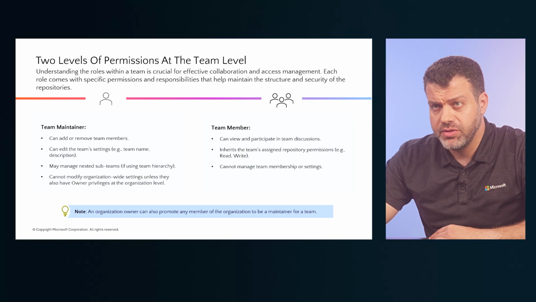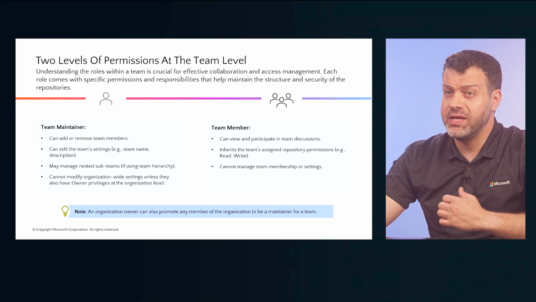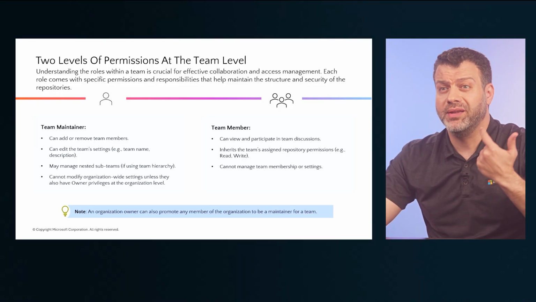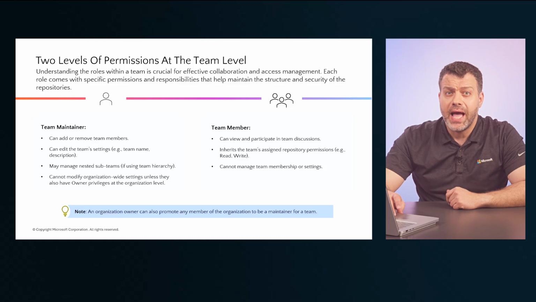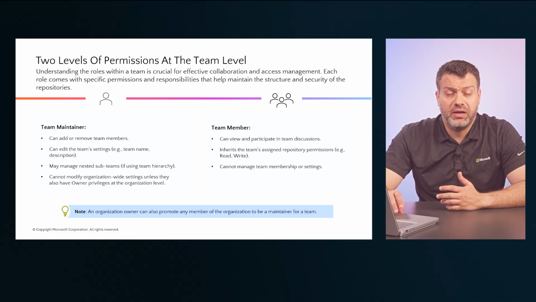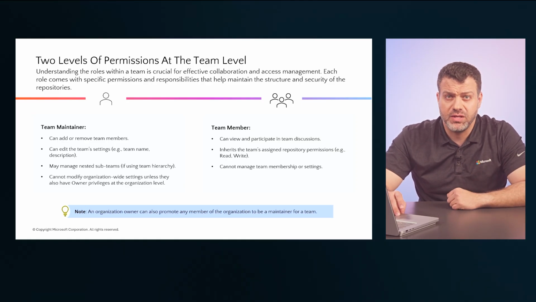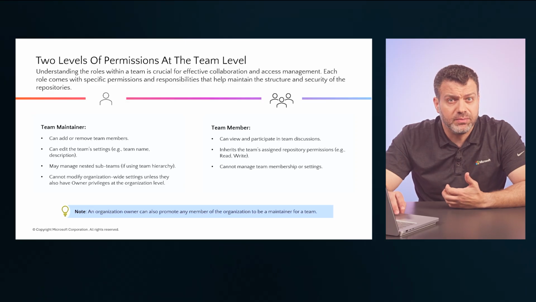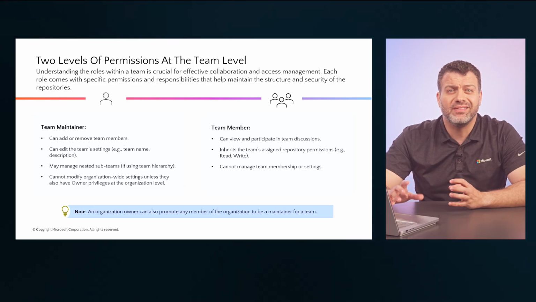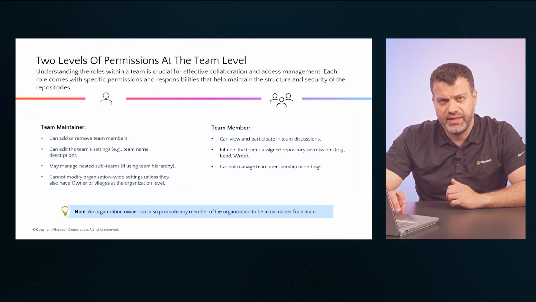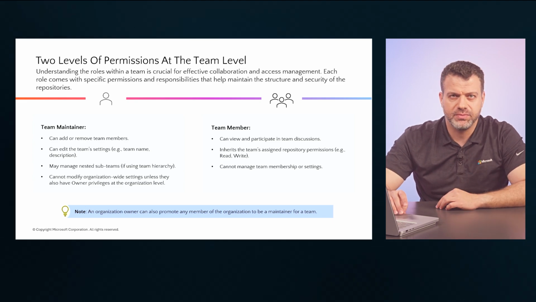At the team level, there are 2 main roles. You can either be a team maintainer or you can be a team member. A team maintainer is a team manager. Their main idea is they will be able to add and remove members, they will be able to update settings, they will be able to add sub-teams, and they will be able to look at the entire hierarchy of that team, especially if it's nested in multiple teams.